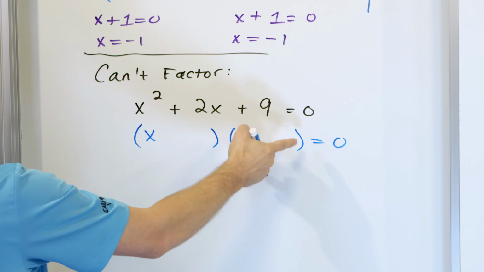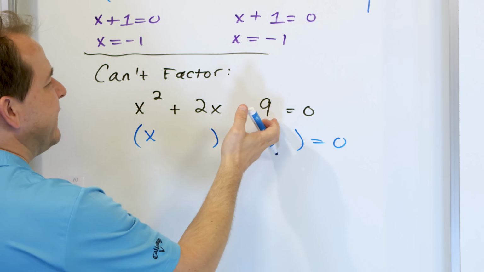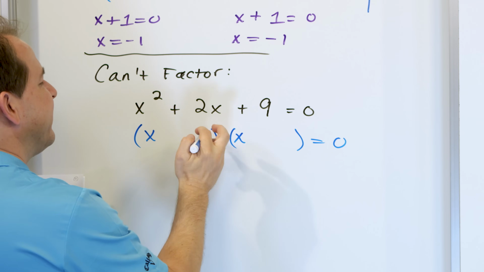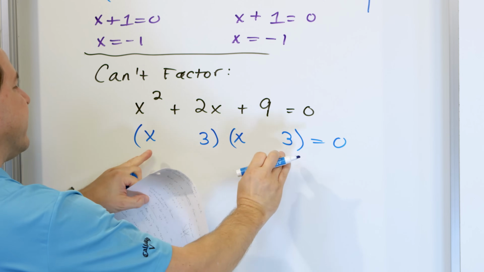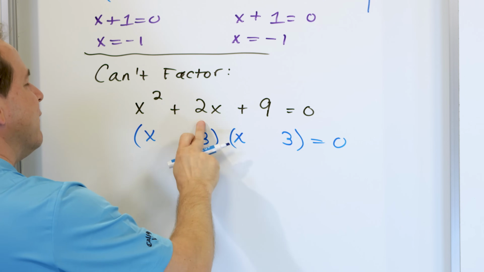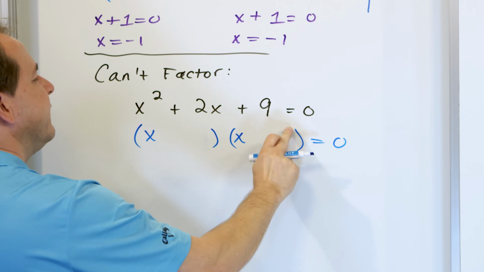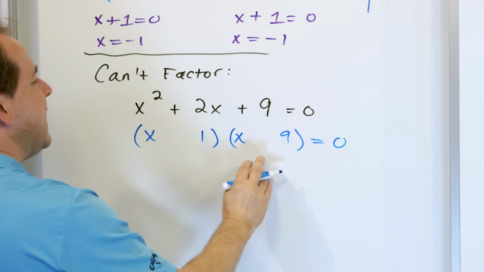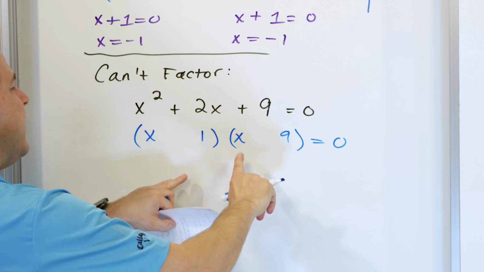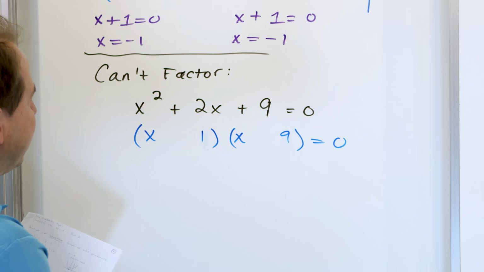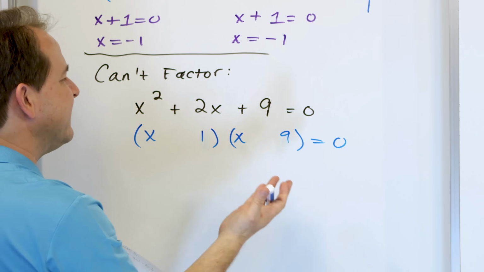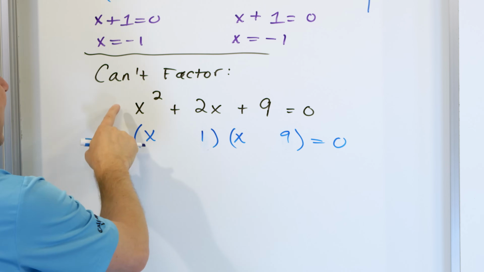And then you have to ask yourself, what times what is 9? So the only choices I really have is 3 times 3. If I put a 3 here and a 3 here, then I'm going to have a 3x and a 3x. That's going to give me a 6x, so that's not right. And then if I change this around, instead of 3 times 3 and make it 1 times 9, which will also give me 9, it'll be 1x and 9x, which there's no way you can get a 2. Even if you change the signs, it's not going to work. So you cannot factor this.